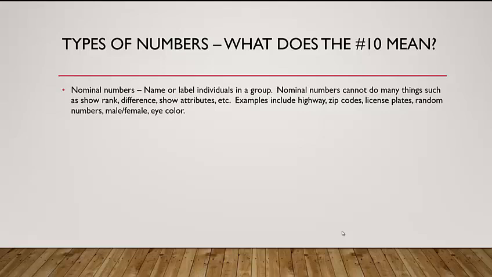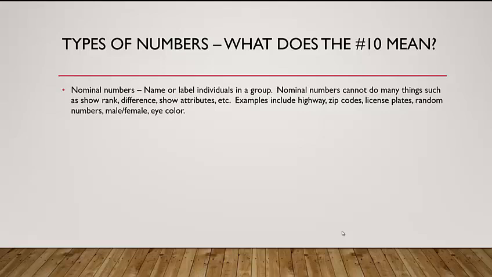Player 10 on my basketball team and player 10 on the opposing team, there's no difference in just assigning each of them the number 10. And there are no attributes assigned to that. Some other examples of nominal numbers are simply things like highways, Interstate 44 or Interstate 35, zip codes, license plate, random numbers, male and female, eye color.